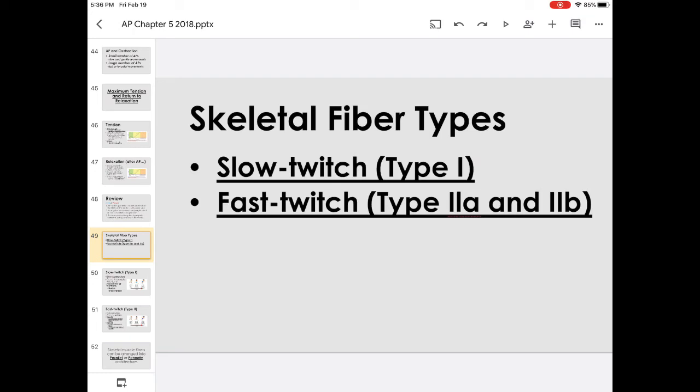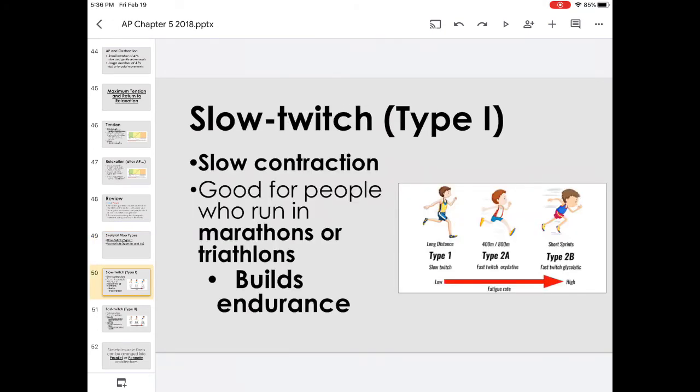Now, continuing with skeletal fibers, there's actually 2 categories when we talk about skeletal fiber types. There's one that's called slow twitch. This is type 1. And then there's one that's called fast twitch, right? Which is type 2A and type 2B. Slow twitch, which is type 1, is what causes a slow contraction of your muscles.